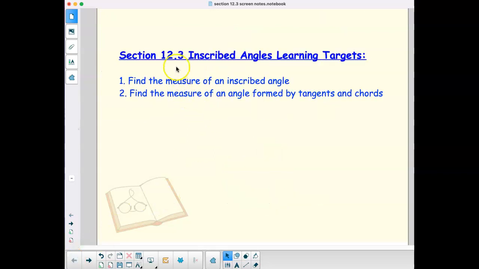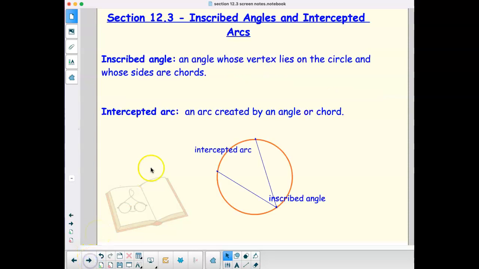Today's lesson is on inscribed angles, section 12.3. We're going to learn what an inscribed angle is and its relationship to its arc and how to find missing values. So we'll start with a couple of definitions.